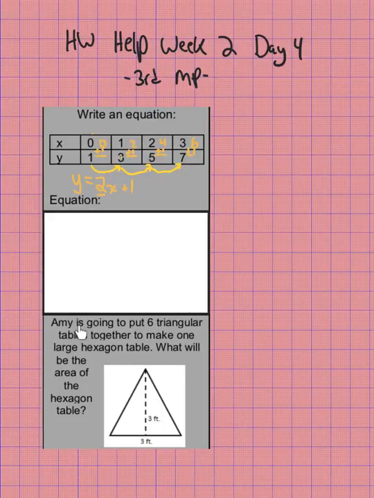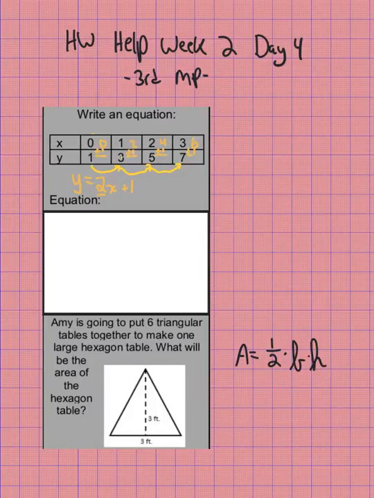Now for the second one, it says Amy is going to put 6 triangular tables together to make one large hexagon table. What will be the area of the hexagon table? Well, here's one of the triangles here. So let's start with finding the area of that. Now, don't forget, area of triangle is half times base times height. And half times the base is 3, and the height is 3. So the area of that table is 4.5 square feet, or area of that triangle.